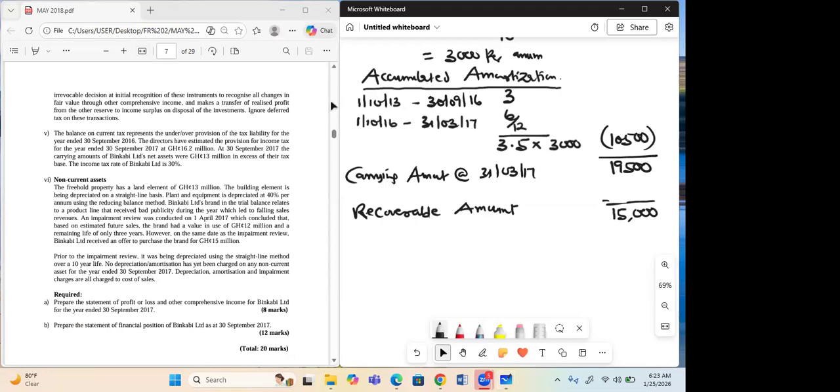Yeah, so the recoverable amount is 15 million. So what will be the impairment? 4,500. So we have an impairment of 4,500.